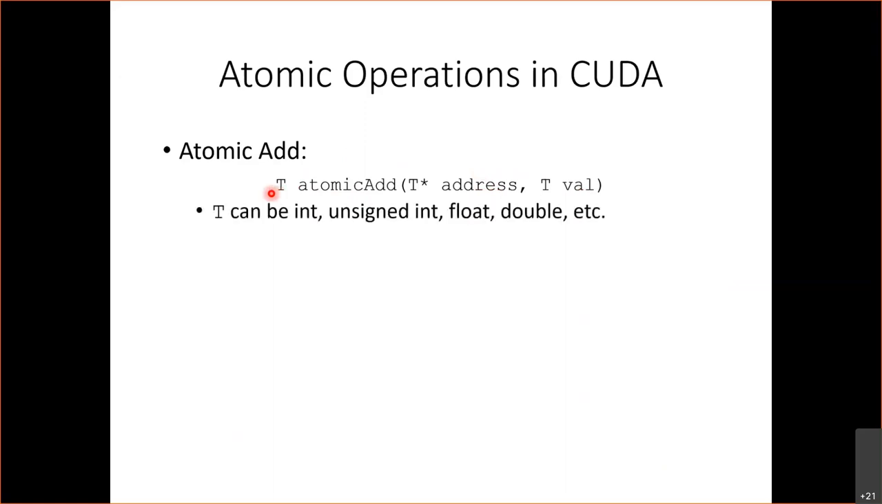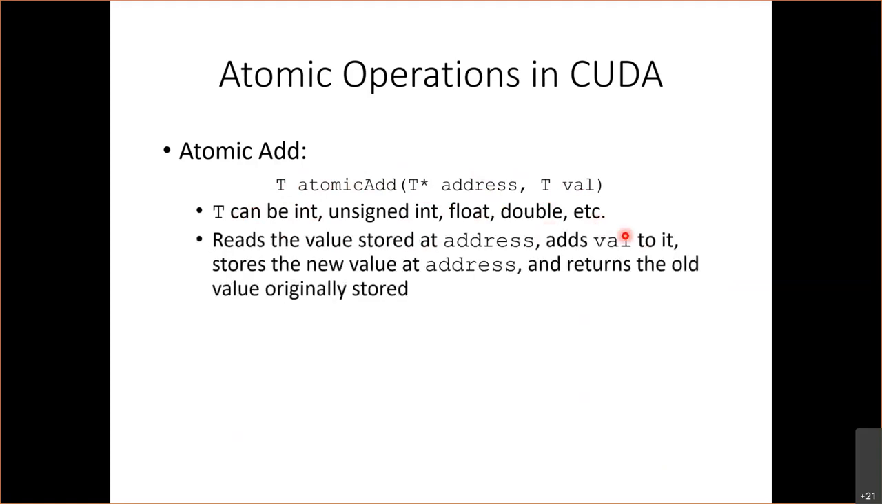So here, atomic add takes a pointer to a T and a value T and returns a value T. In this case, T can be an integer, an unsigned integer, a float, a double, etc. What the atomic add instruction does is that it reads the value stored at address, adds val to it, stores the new value at address, which is the result of adding the old value to val, and it returns the old value that was originally stored at that address.